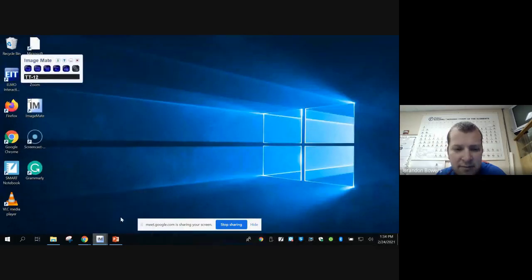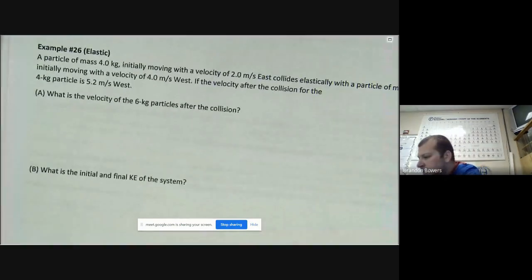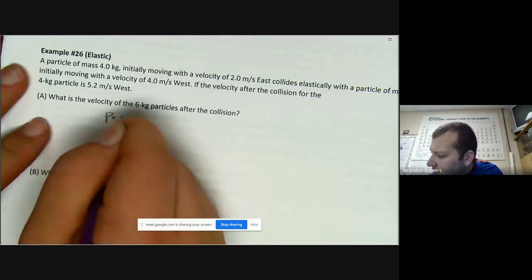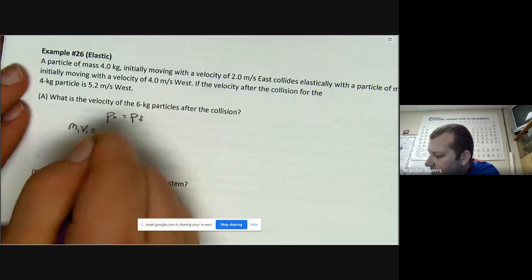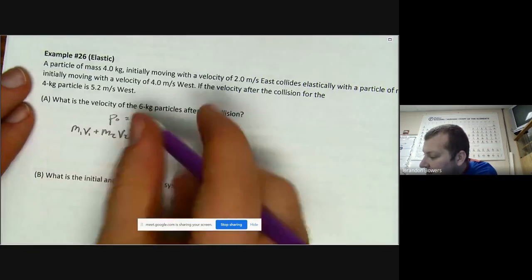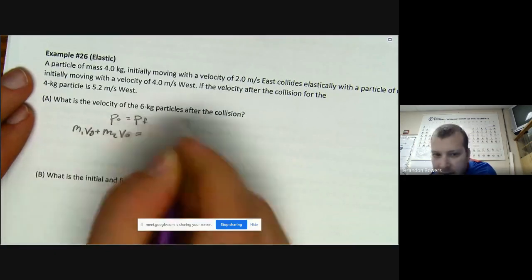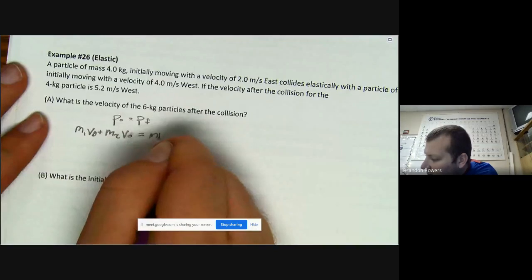So 26. Since the two objects are bouncing off of each other, we look at momentum initial equals momentum final. I'm going to have m1 v1 plus m2 v2, and m2 should say velocity initial, is equal to mass 1 velocity final plus mass 2 velocity final.